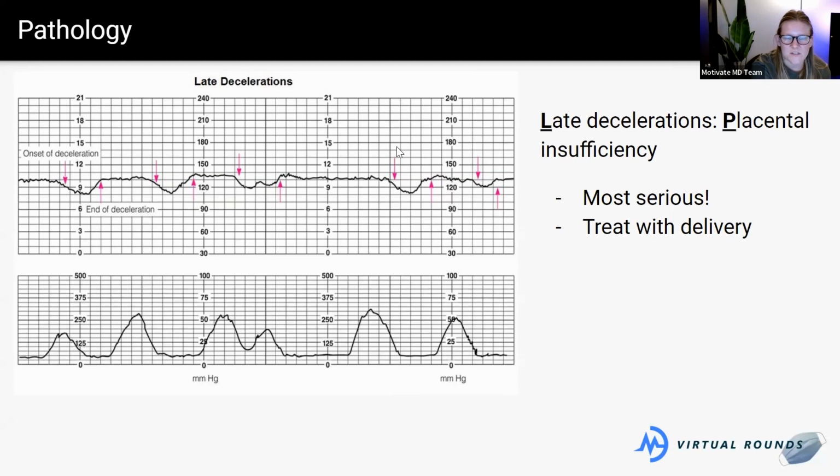Basically, all of these things are bad things that we need to treat right away. And if we can't treat the cause of it right now, if we can't fix it right now, then we need to treat it with delivery. And sometimes that means C-section, emergency C-section. So last in VEAL CHOP, late decelerations is placenta.